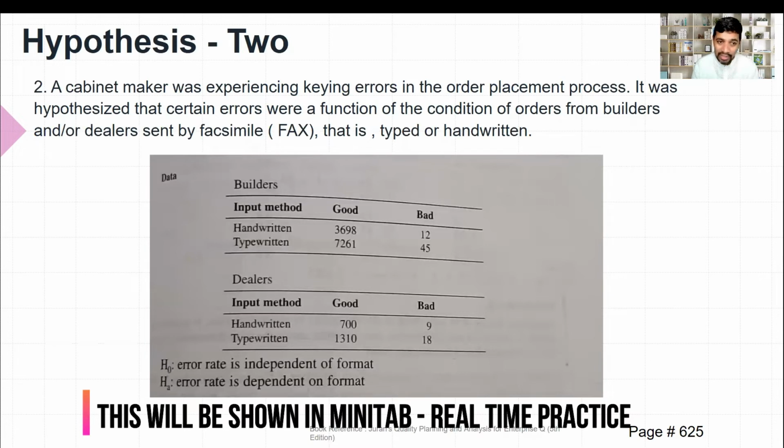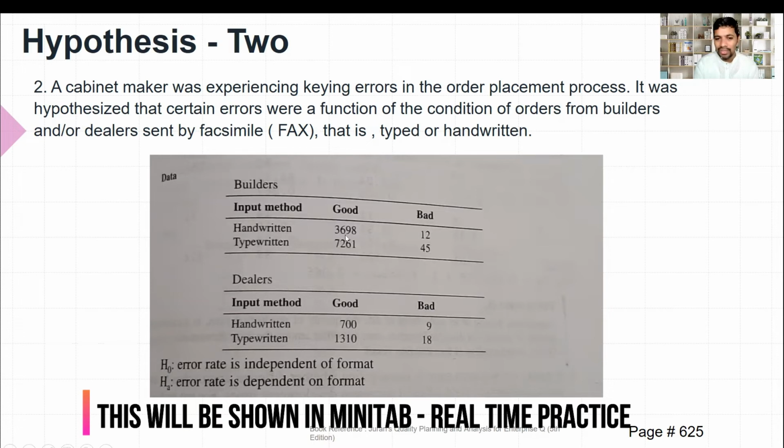It was a hypothesis that certain errors were a function of the condition of the order from the builder or dealer sent by fax, right? That is, typewritten or handwritten. It is because of the typewritten or handwritten, right? So this is from the builder. This is the data set: handwritten, good, bad.